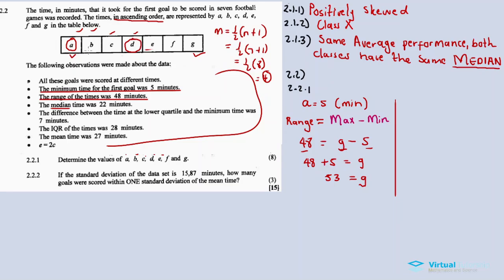Or you can just say, okay, let me count 1, 2, 3 on the left, and then on the right 1, 2, 3. Boom. It means D is my median, which is the middle term in the data set. So here the median time was 22 minutes. That makes D equal to 22, right? 22.